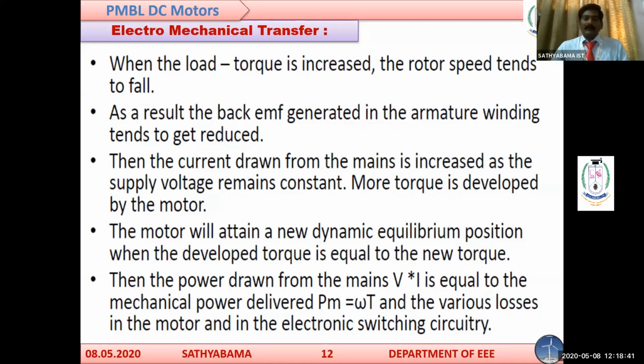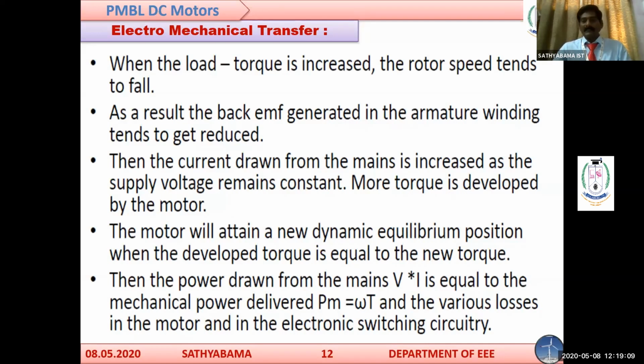Since we are maintaining a constant DC supply, as the EMF reduces, to counterbalance, automatically the current has to increase. As a result, the current increases. As the current increases, the torque developed also increases. So now the motor will attain a new equilibrium position when the developed torque is equal to the new load torque.